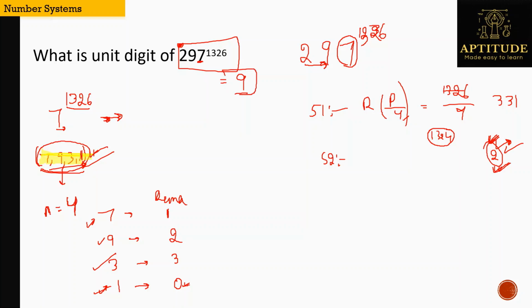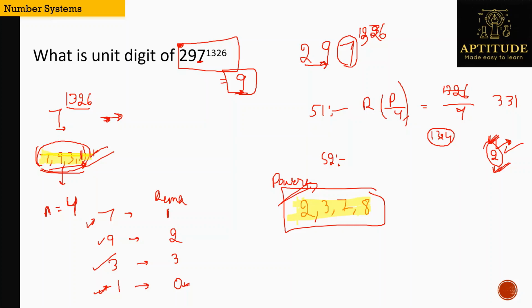So it always ends with 9. So you can use the same logic for the powers of 2, 3, 7 and 8. Why? Because there will be 4 numbers in this power cycle. So for the powers of 2, 3, 7, 8, you can use the same logic: dividing the power by 4 and checking the remainder, and using this.